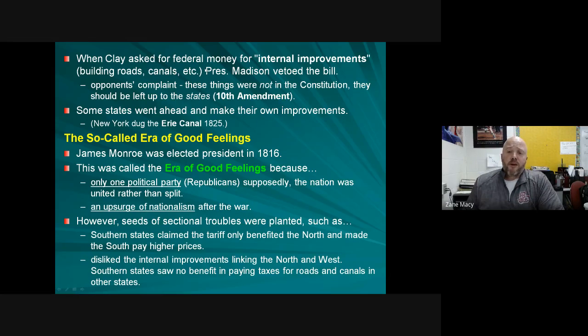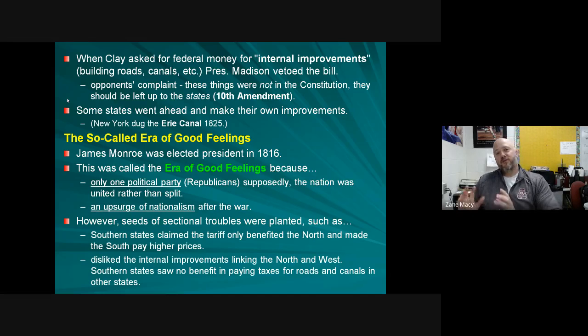Clay asked for federal money for internal improvements. Again, this is for infrastructure, for transportation, to build roads, build canals. President Madison ends up vetoing the bill. People that opposed Clay's bill, the big complaint is that these things weren't in the Constitution, that they should be handled by the states because they would fall under the 10th Amendment.